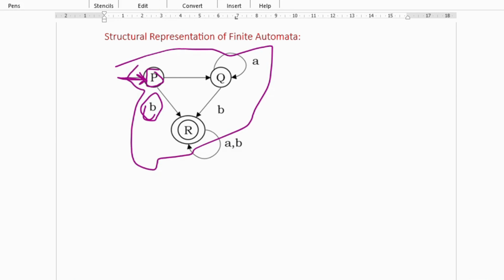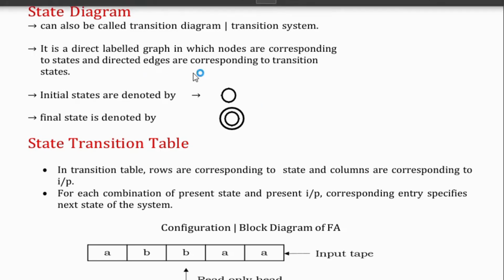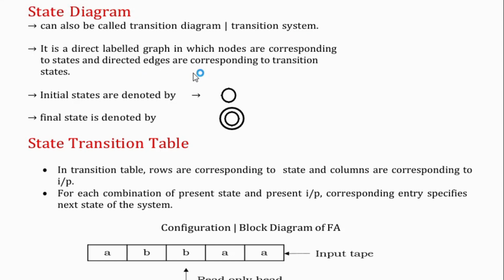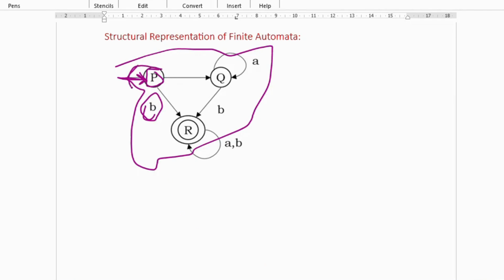Now let's understand what a transition table is. In a transition table, the rows correspond to the states and the columns correspond to the inputs, as in any table with rows and columns. For each combination of the present state and the present input, the entry specifies the next state of the system. Here P is a current state, and with the input coming in, it specifies the next state of the system.